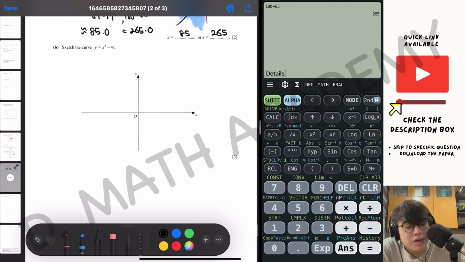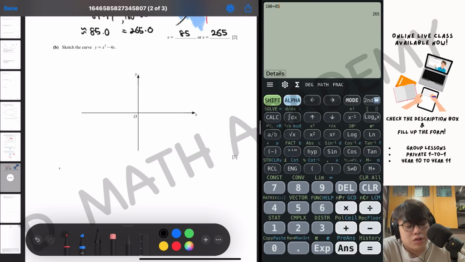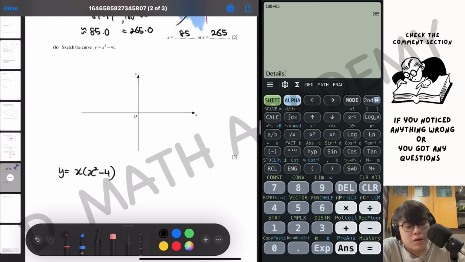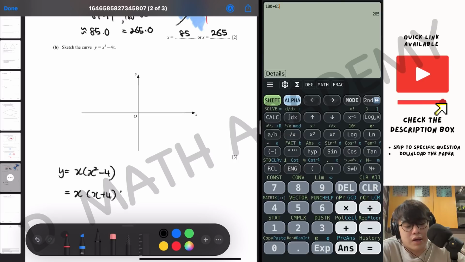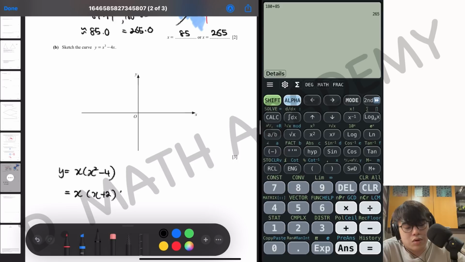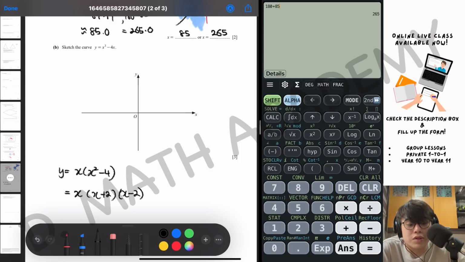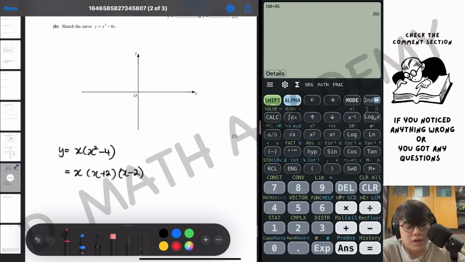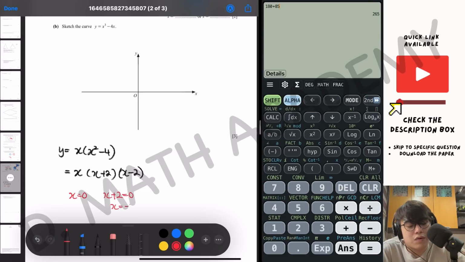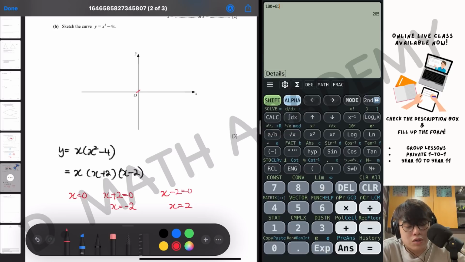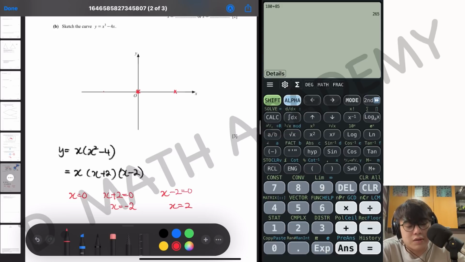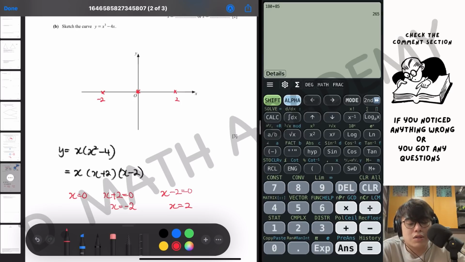Moving on to section B, sketching out the curve. So you can identify it by first trying to factorize it. Then you can further break it down into x, x plus 2 and x minus 2. This will tell you the intersections here. The first one is x equals to 0, x plus 2 equals to 0, this will get you negative 2, and then x minus 2 equals to 0, this will get you 2. So there was 3 intersections to be exact: negative 2, 2, and 0.